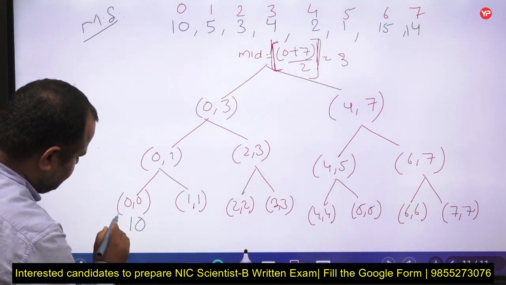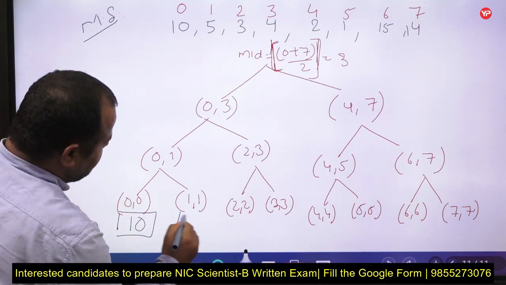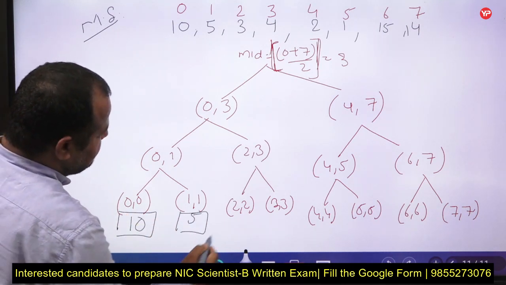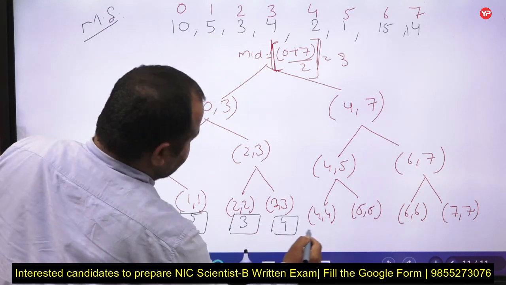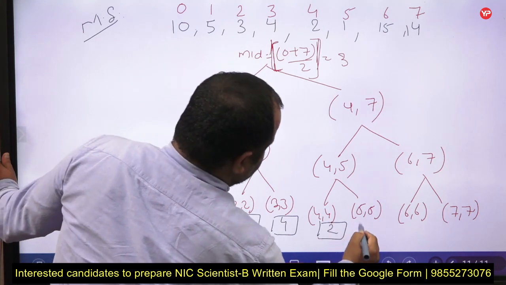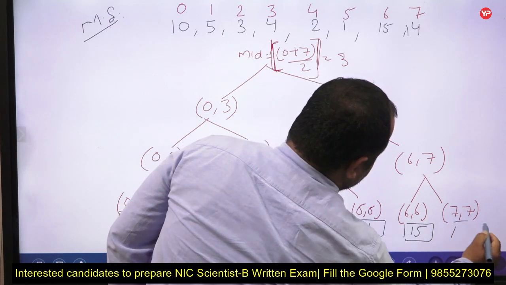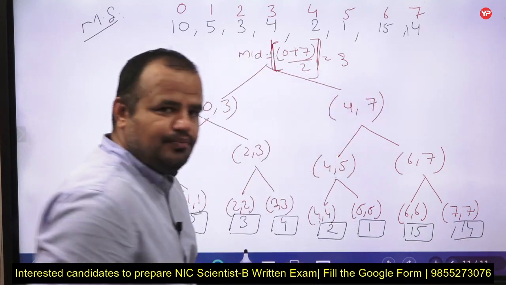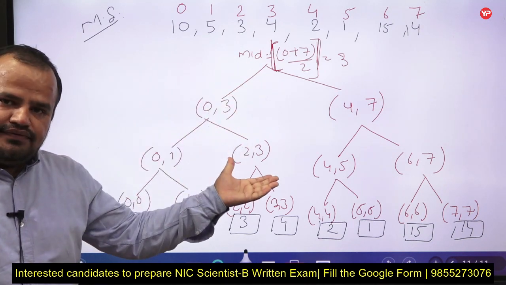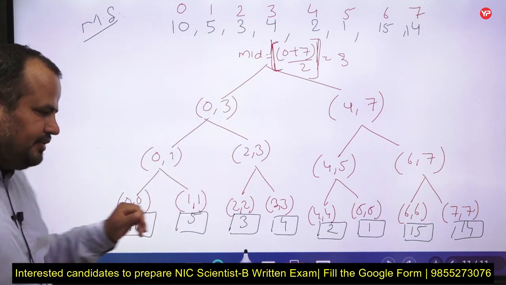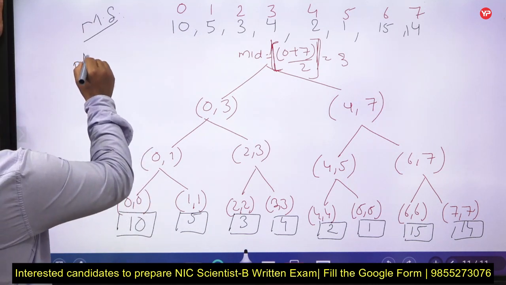Now can you tell me what the 0th element is? That is 10. I have an array having a single element, that is 10. In this case it is 5, in this case it is 3, then 4, then 2, then 1, then 15, and in this case it is 14. Getting my point? Now what does merge sort do? It just divides the array into subarrays. Now comes our main topic, that is the merge procedure.